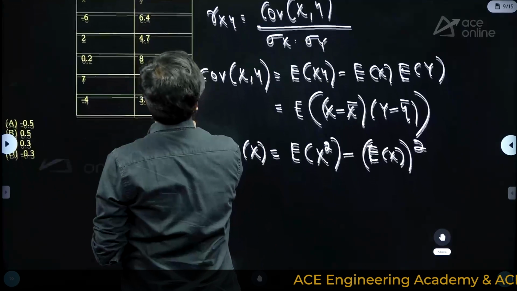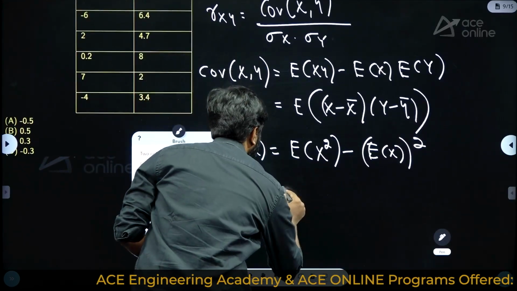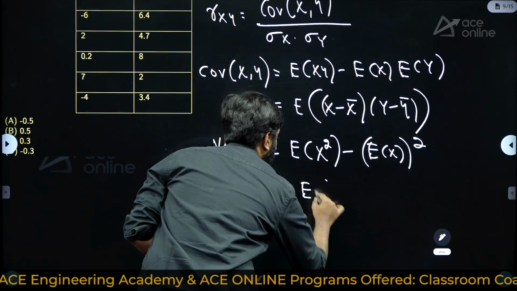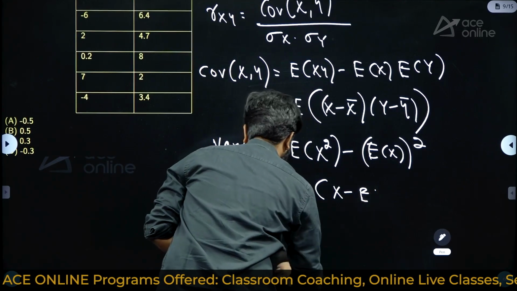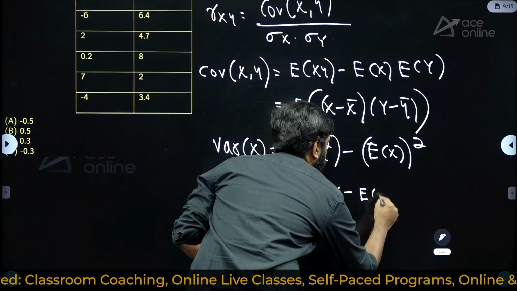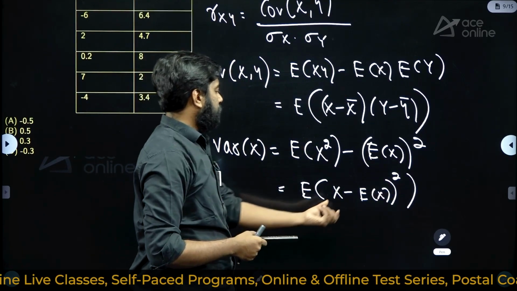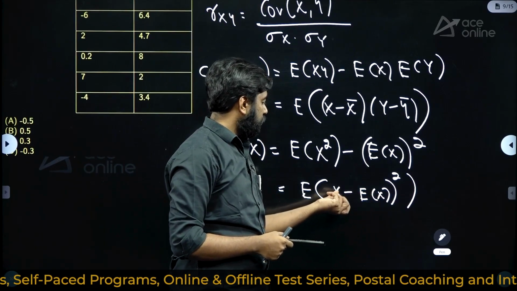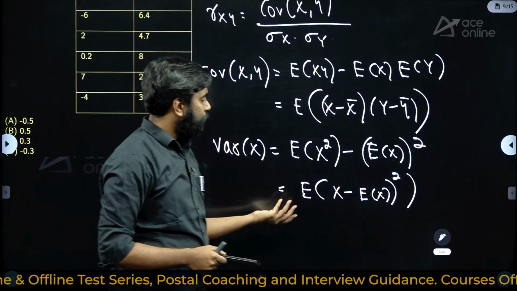You can also find it in the following way. So what is the following way? You can find it like this. It is the expected value of x minus... let me write it properly. The expected value of x, and then whole square. So what we usually do is we subtract the mean from x, we square it and then average it. The one who is familiar with this will understand.